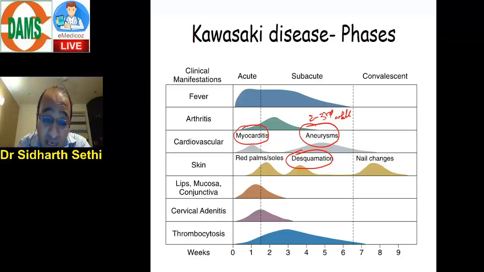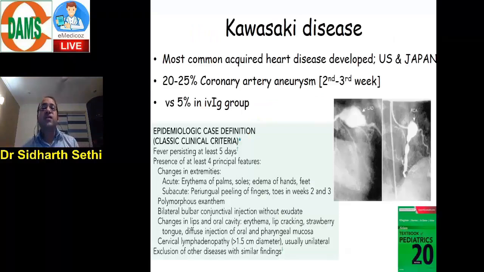So in the acute phase, a child can have red palms and soles, cervical lymphadenopathy, thrombocytosis. Okay. Now why are we talking about Kawasaki? Because this is the most common acquired heart disease in the developed world, in the US and Japan.